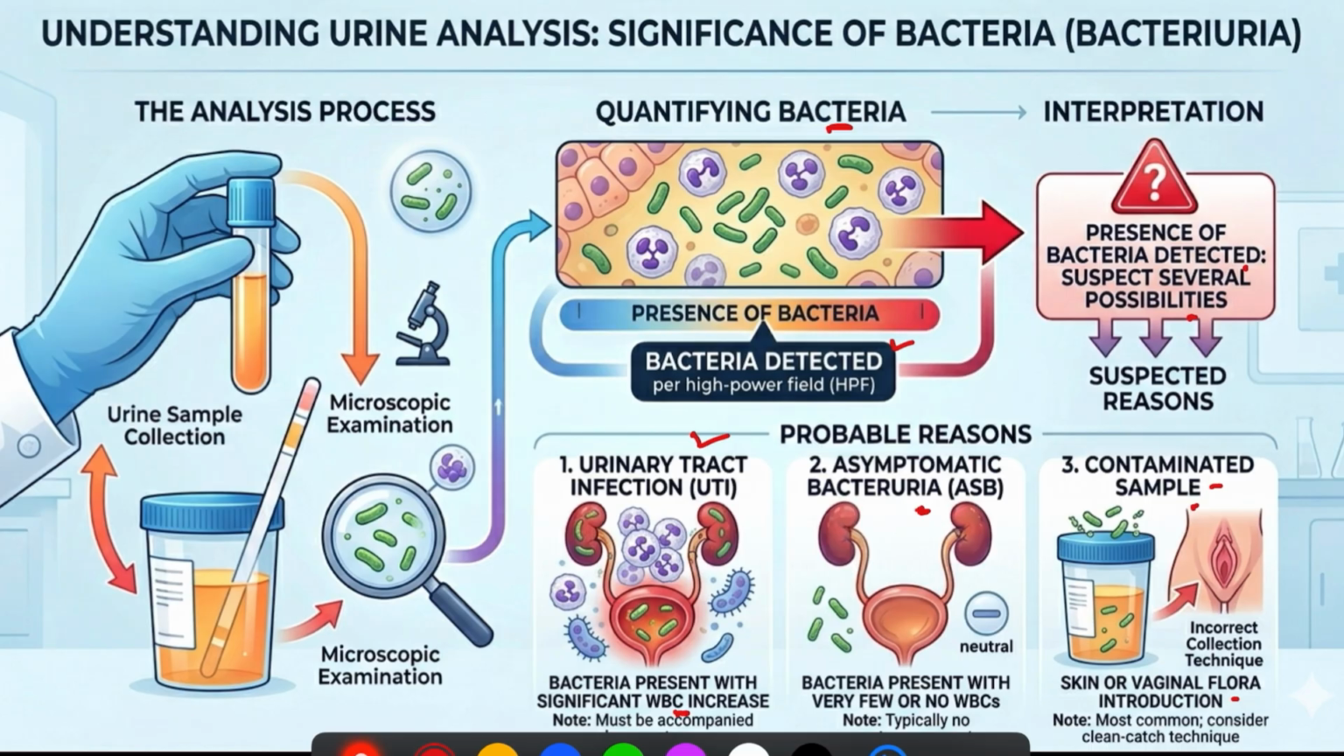So we have to always look for the associated features. For example, if it is a contaminated sample, bacteria might be there, but there will not be any increase in the WBCs. Whereas in asymptomatic bacteriuria, there might be presence of bacteria, but there will be very few or no WBCs. Along with this, there will not be any symptoms. Whereas in urinary tract infection, bacteria will be there, and to fight that, there will be an increase in WBCs. Along with that, symptoms will be there. So all these things should be there to call it urinary tract infection.